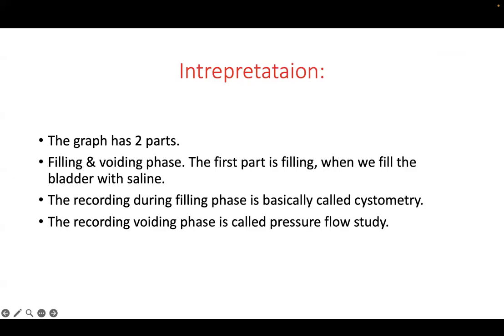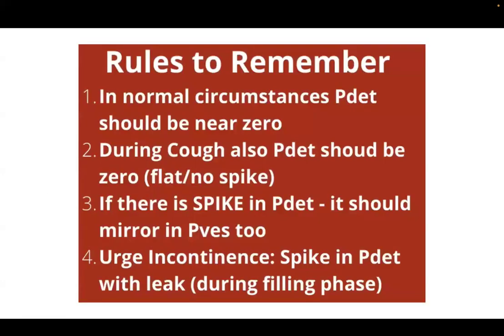The recording during the filling phase is basically called cystometry, and the recording in the voiding phase is called pressure flow study. And what are the rules? In normal circumstances, PDET will be 0. In a normal patient, whenever we do a cystometry in the filling phase, we will never get any detrusor pressure. So whenever we interpret urodynamics for cystometry, first we will look at the detrusor pressure.